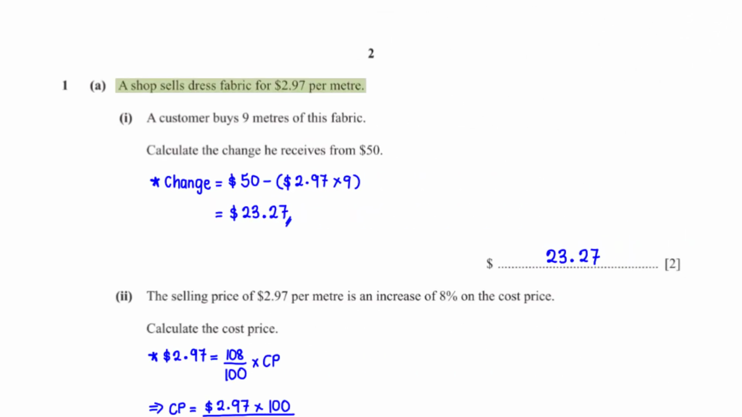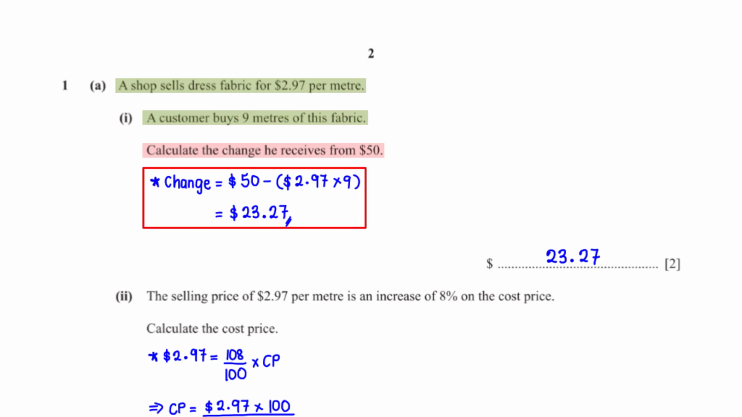A shop sells dress fabric for $2.97 per meter. A customer buys 9 meters of this fabric. Calculate the change he receives from $50. The change he receives would be equal to the amount he paid, which is $50, minus the amount he paid for the fabric, which is $2.97 times 9. This gives us $23.27.